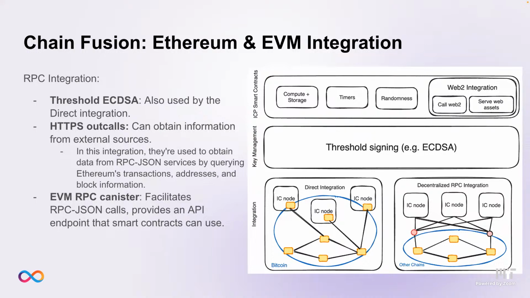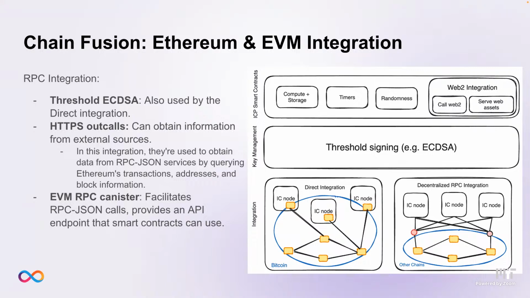Then when we talk about Ethereum and other chains, this includes any EVM compatible chain. We still use that unique cryptographic threshold ECDSA protocol, but instead we're using HTTPS outcalls instead of a direct integration. So none of our nodes on the network are running Ethereum or any EVM compatible node software. Instead, we are having our smart contracts make calls out to the rest of the world. So this isn't specific to Ethereum or EVM. This can be to any Web 2 service. So your smart contract on ICP can obtain information from any API that is Web 2, Web 3, whatever it may be, it can obtain it if it's not on the network.